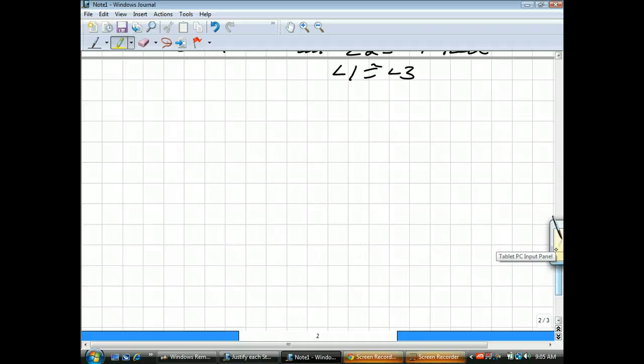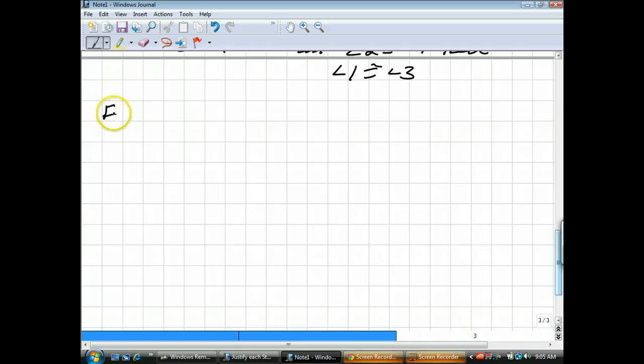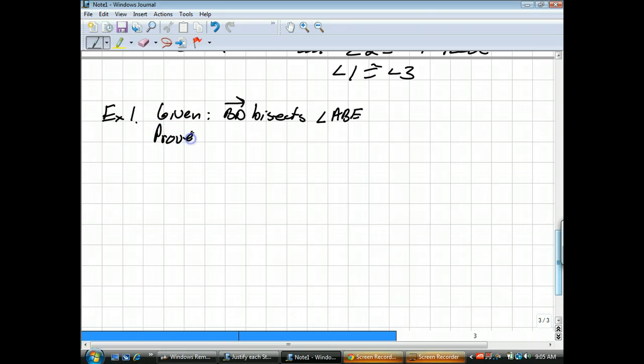Okay. So example 1. Given that ray BD bisects angle ABE, and I want to prove that angle 2 is congruent to angle 4. And here's my picture.